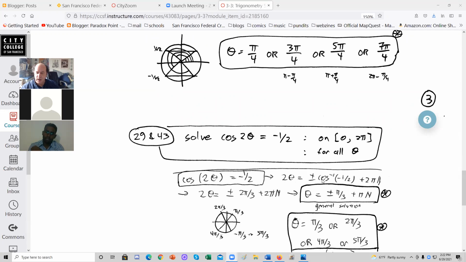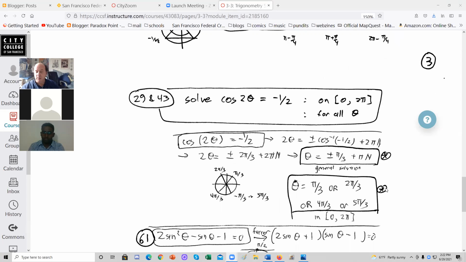And so 2 theta is plus or minus, as we had before, our arc cosine of -1/2 plus some integer multiple of 2 pi. Now, our arc cosine of -1/2, that's 2 pi over 3 here. And so 2 theta is plus or minus 2 pi over 3 plus 2 pi n. Okay, now we divide by 2 and get theta equals plus or minus pi over 3 plus pi n. That's the general solution for all theta. And by substitution, you find that the solutions in the unit circle are pi over 3, or 2 pi over 3, or 4 pi over 3, or 5 pi over 3.